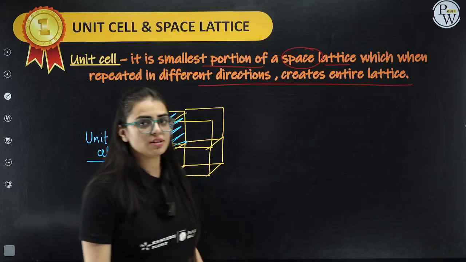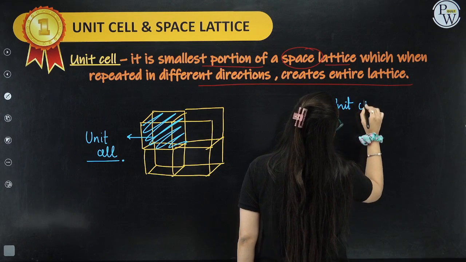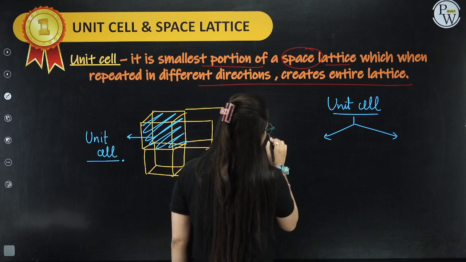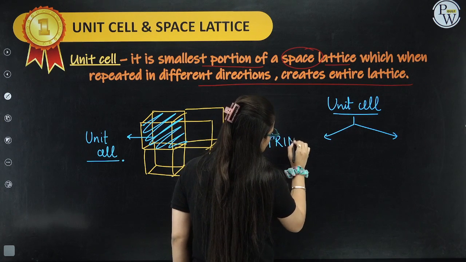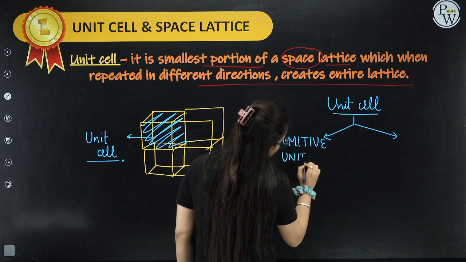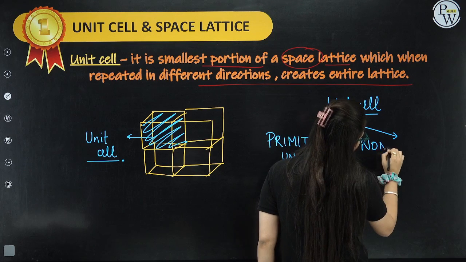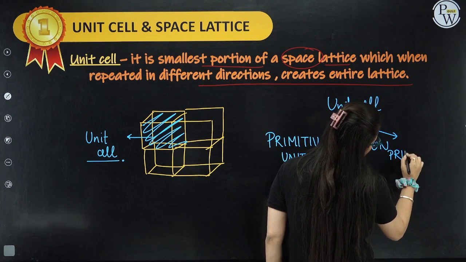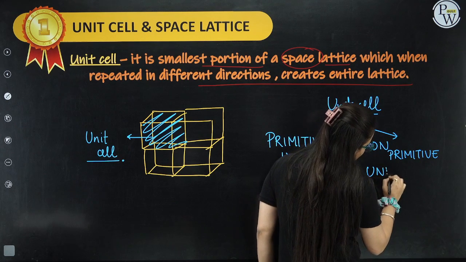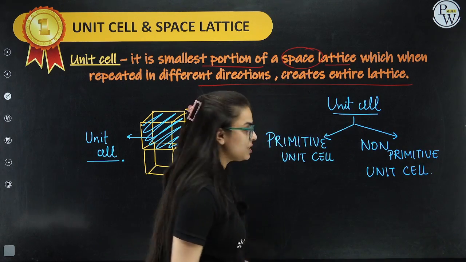Before starting this, let me tell you, when you are going to classify unit cells, you will classify unit cells into two types. One is primitive unit cell. Another one is non-primitive unit cell. Now, what is a primitive unit cell?